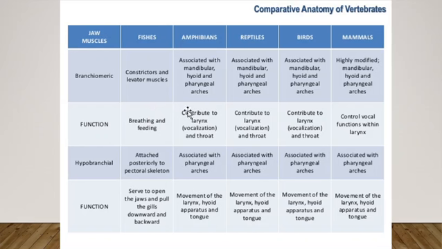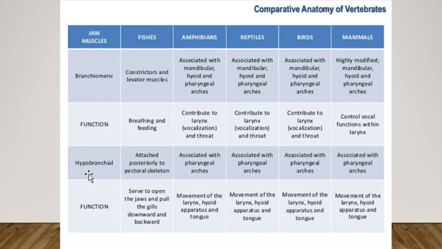While from the amphibians to mammals, it contributes to vocalization and the throat. So it contributes to the larynx in producing sounds, and also in the throat. But in mammals, it also controls vocal functions with the larynx. So aside from vocalization, it also controls the vocal functions within the larynx.